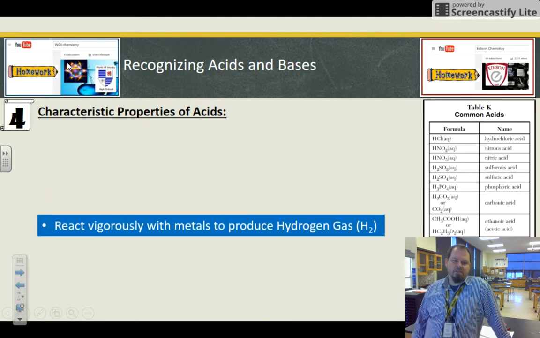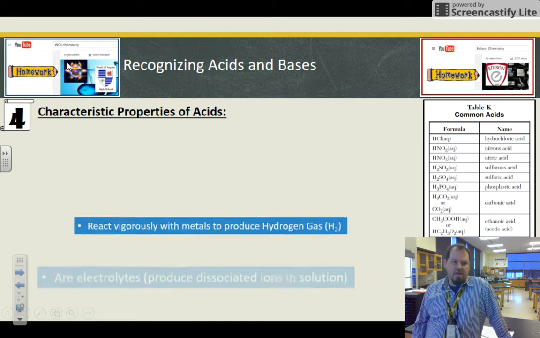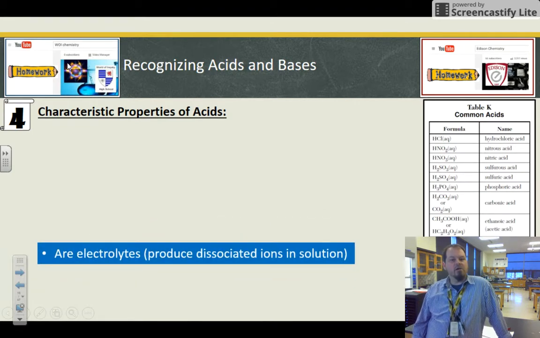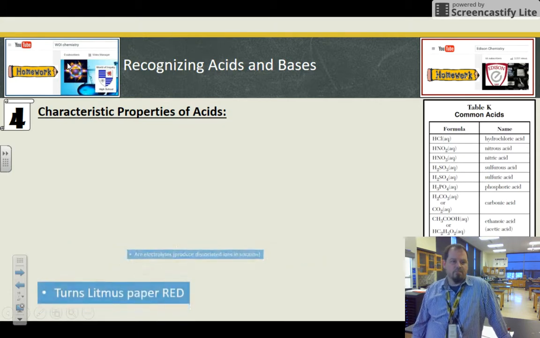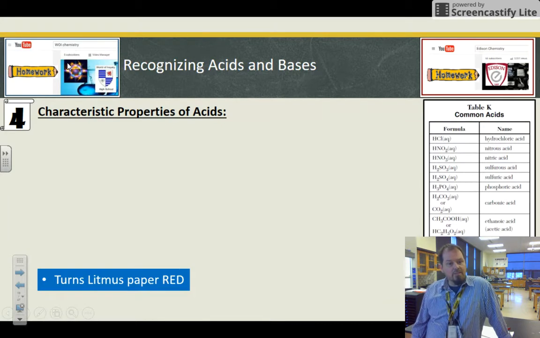They do react vigorously with metals to produce hydrogen gas. We will look at a whole different video for the reactivity series to understand that reference table, but they do react vigorously with metals. They are, of course, electrolytes. They produce dissociated ions in solution, or in other words, they dissociate. They turn litmus paper red. Litmus turns red in acid. I think that's it.